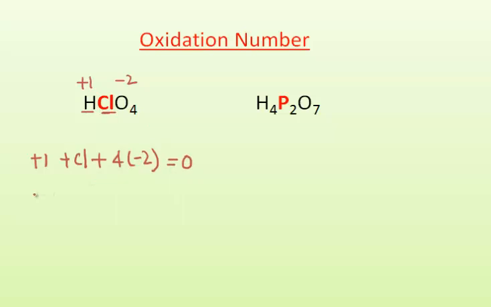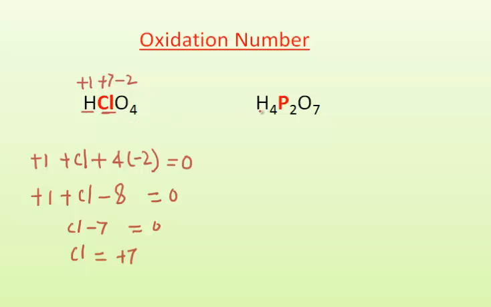That is why we equalize to 0. Here we have plus 1 plus Cl atom and 4 × 2 = 8, we get minus 8 is equal to 0. Plus 1 minus 8 is equal to minus 7, Cl atom minus 7 is equal to 0. We can transfer minus 7 to the right side, we get the Cl is equal to plus 7. Well, the oxidation number of the Cl atom is plus 7 in this compound.